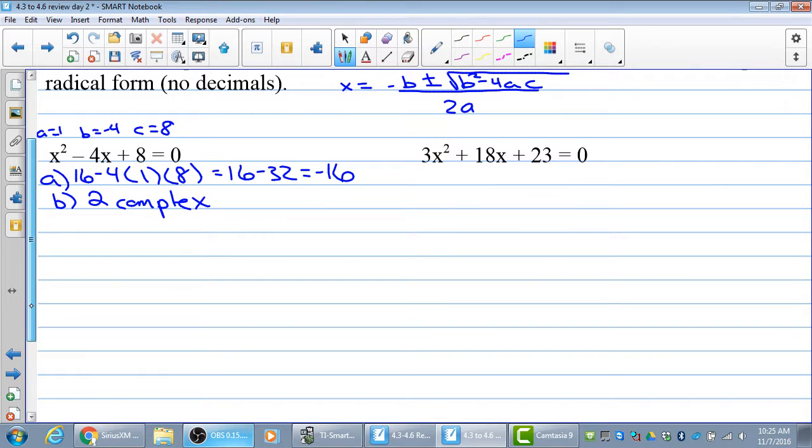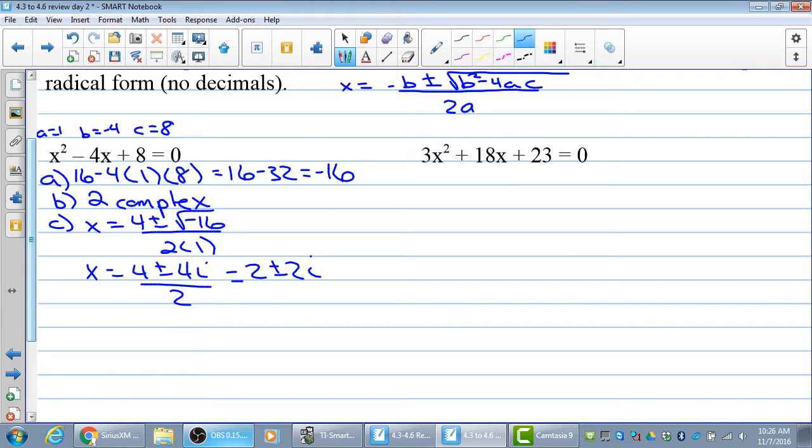Well, now the good part about how we're asking you to do this is you already have part of it done. It's opposite of b, 4, plus or minus square root of negative 16, over 2 times 1. So you already found the b squared minus 4ac as the first thing you needed to do. That part's done. x equals 4 plus or minus 4i over 2. Square root of 16 is 4, but it's negative, which means we're going to have the 4i. Now, all of those are divisible by 2, so it's 2 plus or minus 2i. The bottom would be 1, so we don't write over 1.